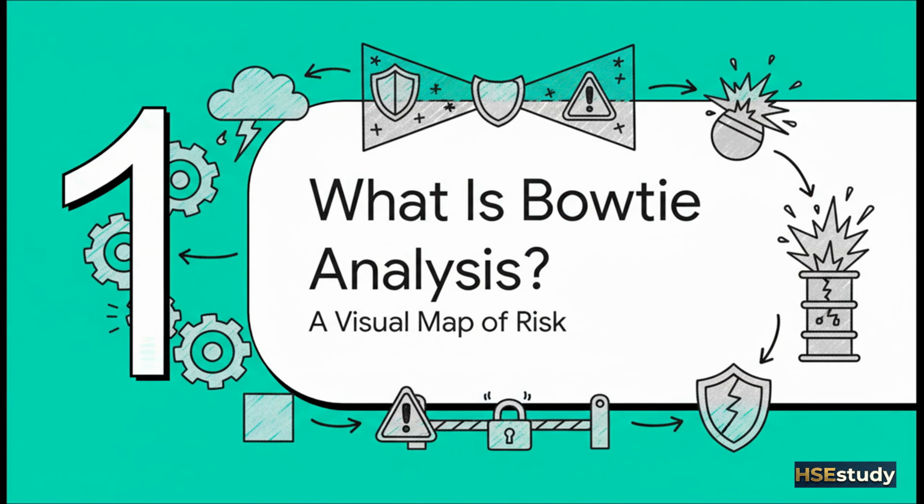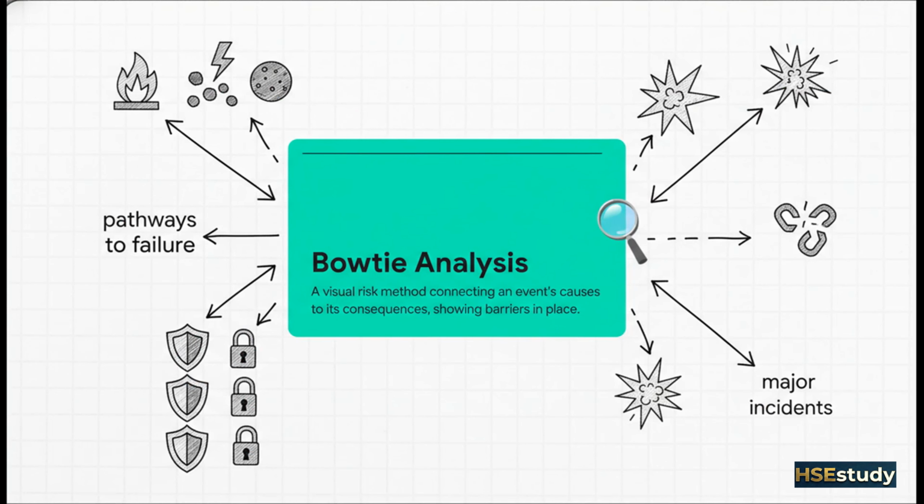So what is this thing really? Well, at its core, it's a diagram. It's a visual that tells the complete story of a risk, connecting the causes to the consequences, and, most importantly, showing you all the controls that are supposed to keep things safe. Okay, so there's the formal definition. It's a visual way to understand how a specific hazard can escalate into a major incident. It literally shows you the different paths to failure and the defenses, or what we call barriers, that you have in place to stop it.